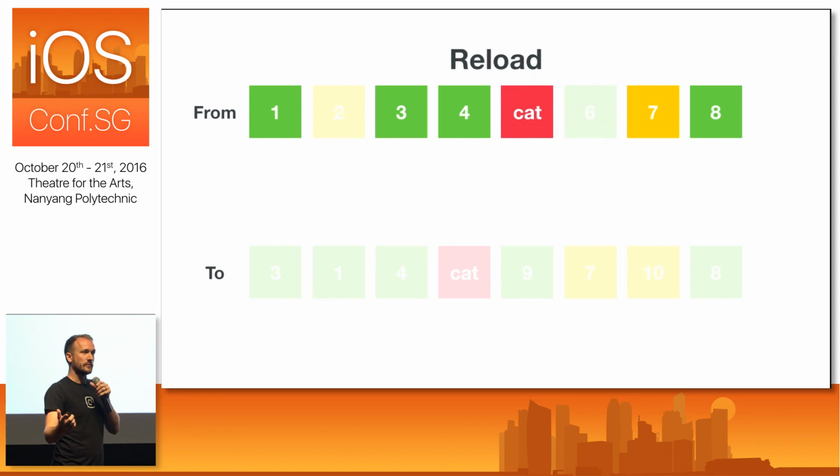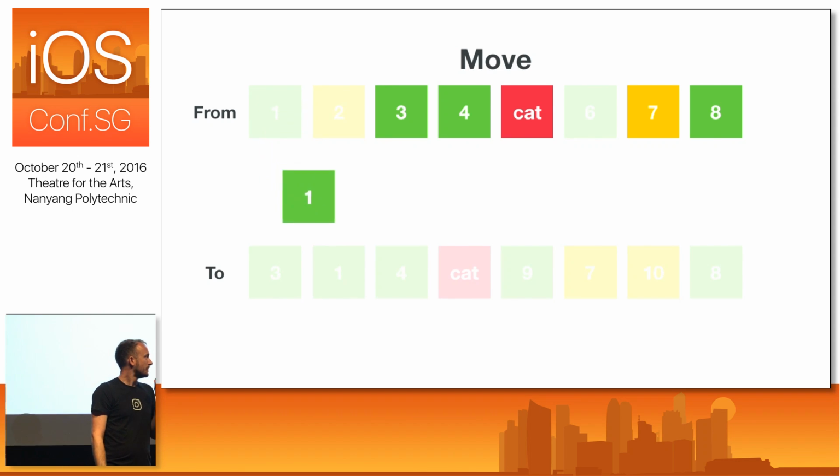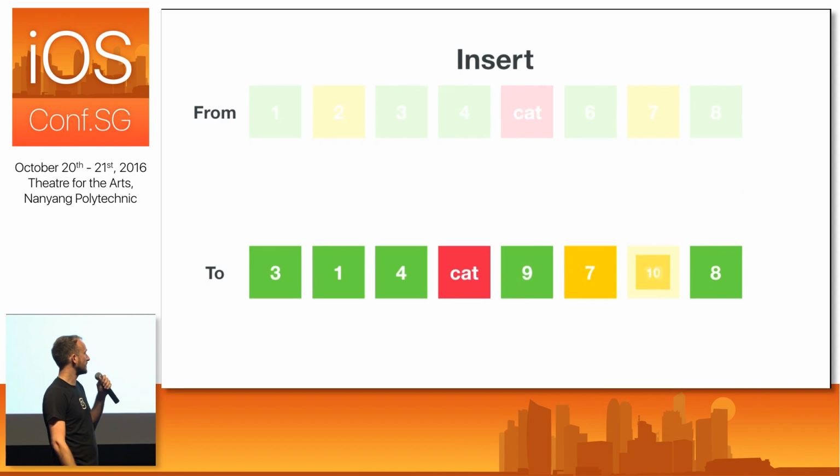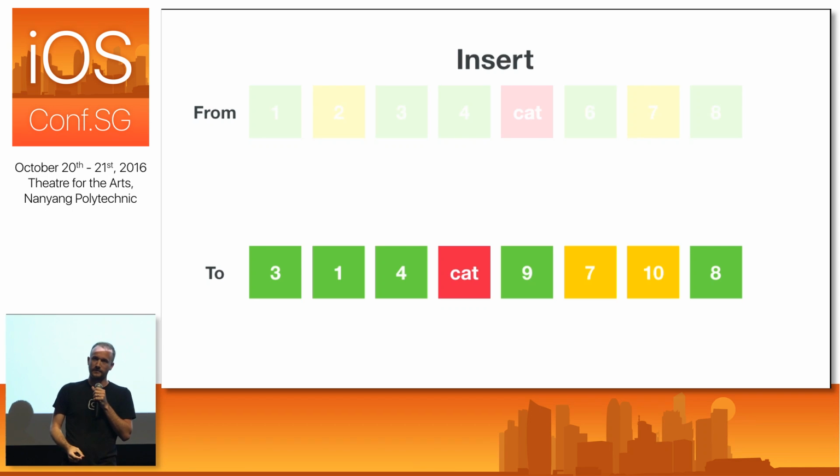We reload something, this red cell, it went from a value of 5 to cat. Then we move everything into their new position. And lastly, we insert. So we take objects that weren't there in the old array, we insert them into the new one. The only problem with this is complexity.